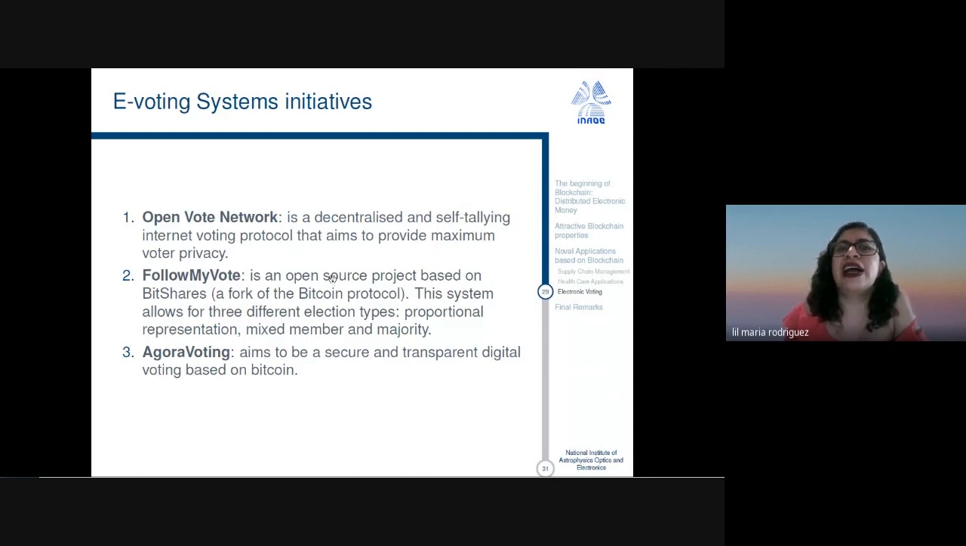So as you can see, there are some projects regarding electronic voting on blockchain. There are also many criticisms, because yes, electronic voting is difficult to achieve as a secure solution, right? But well, we can try, right?